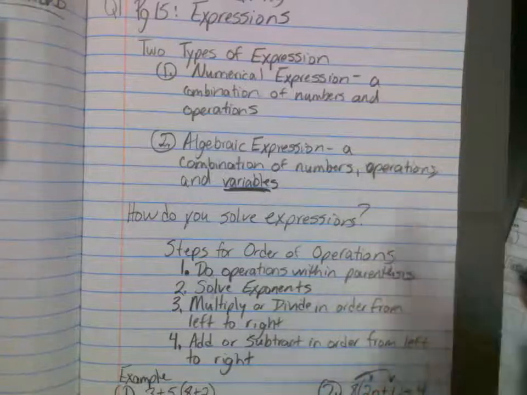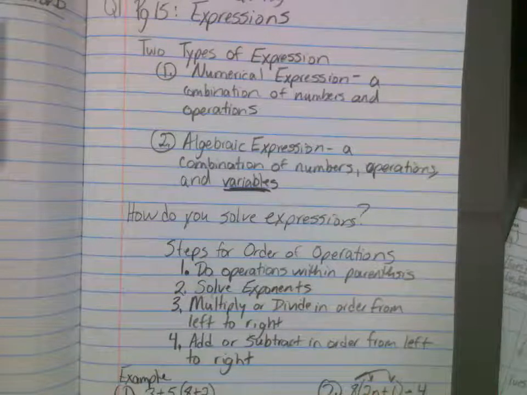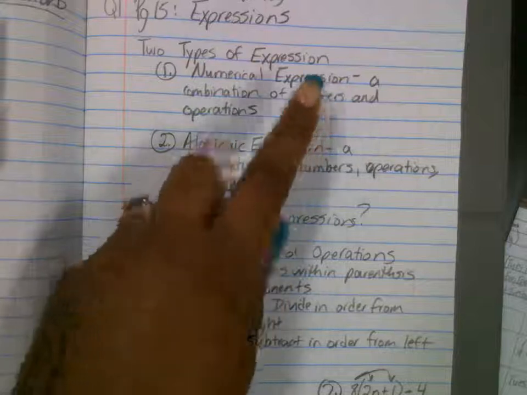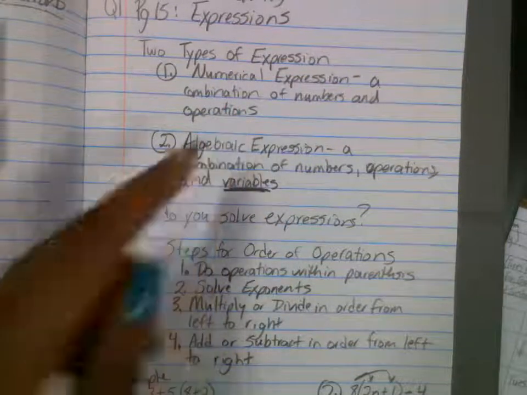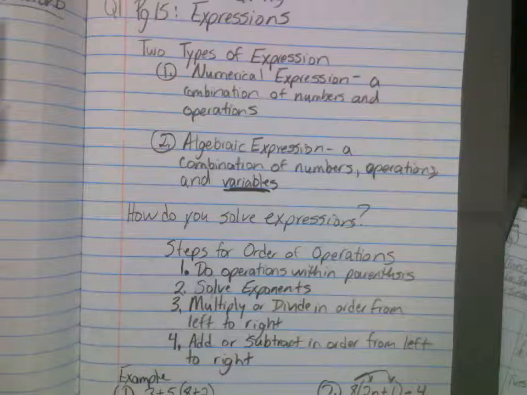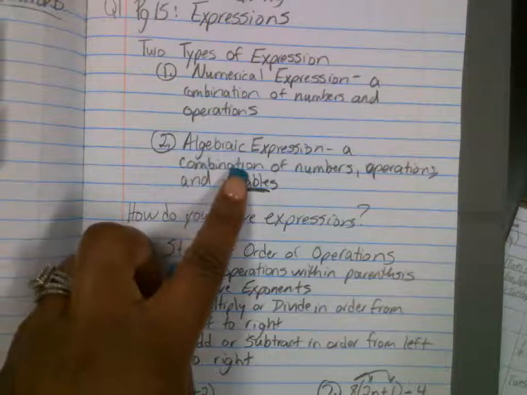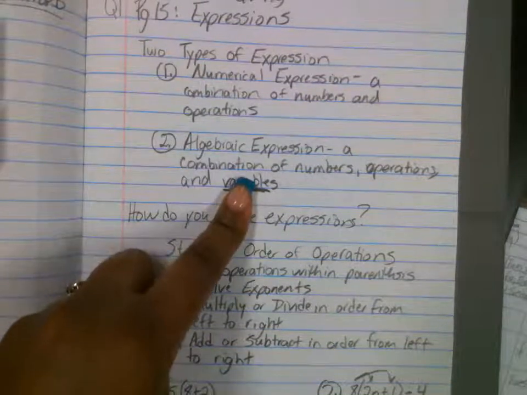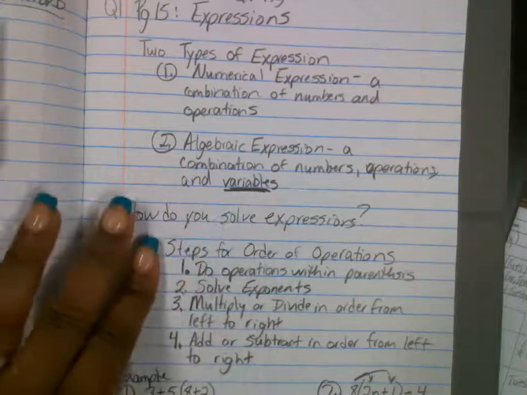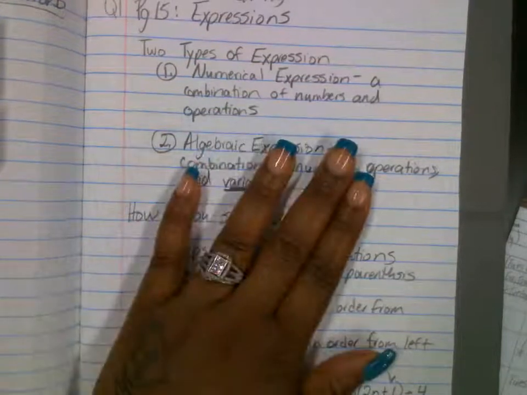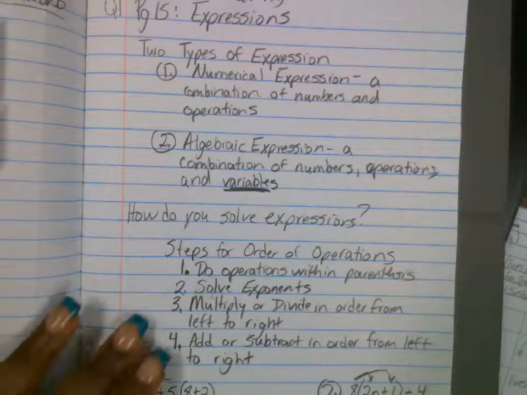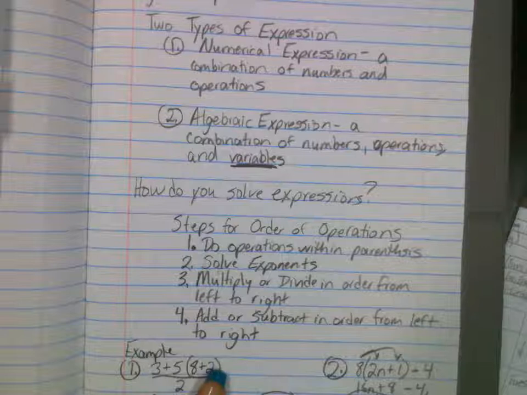There are two types of expressions: a numerical expression and an algebraic expression. Your numerical expression only has numbers and operations, and parentheses could represent an operation like multiplication. The difference between the two is that your algebraic expression has variables in it. How do you solve an expression? You're just using your order of operations. Some people remember their order of operations by saying PEMDAS, which means this, what I wrote in the notes yesterday.